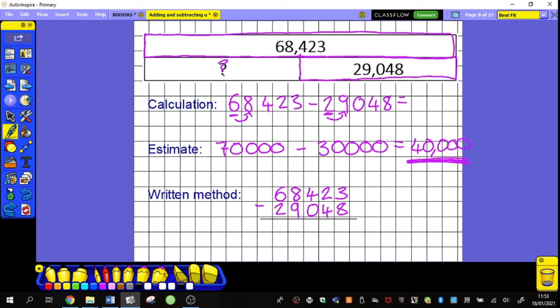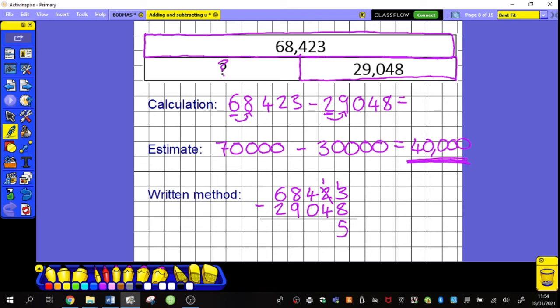Be very careful not to put your estimate into your written method. You don't want to be doing that. You want to put your original calculation into your written method. So now I have, starting from the ones column, 3 subtract 8. Well, I can't do 3 subtract 8. It would be negative 5, so it doesn't work. So in order to make it work, I need to exchange from the tens column. I'm going to take a 10, so that will just become 1, and I'm going to carry it over to my ones column. So now I've got 13 subtract 8, which is 5.